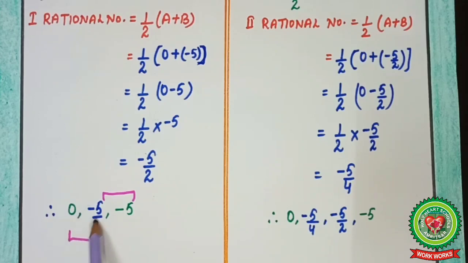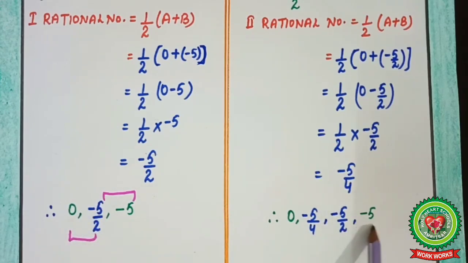That means we have to put this second rational number between these two first numbers. So here you will write 0 and minus 5 upon 4 between these two numbers. And next one is minus 5 upon 2. And the last number will be minus 5, right? So here we have found the two rational numbers between two given numbers, right?